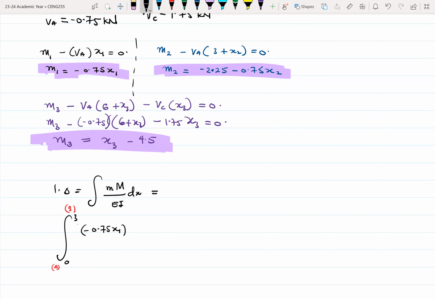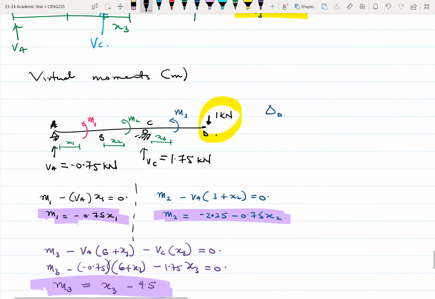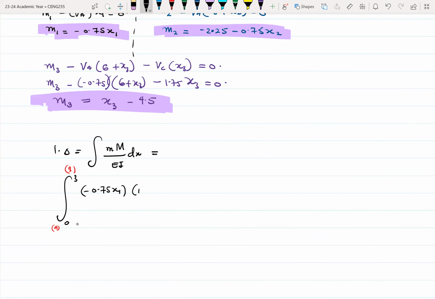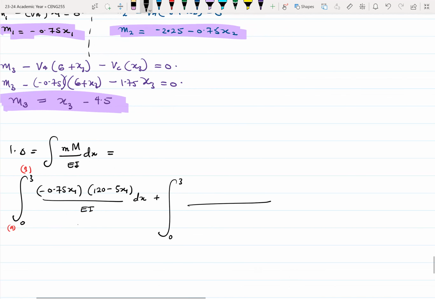Then the big M, which is the M1, would be 120 minus 5x1, all over EI dx. Okay. Then plus the second term, which is between B and C, is also 0 to 3. All right. So again, your small m is brackets minus 2.25 minus 0.75x.